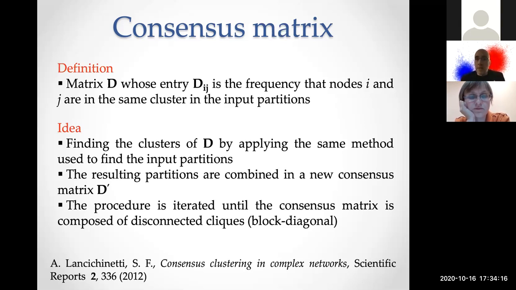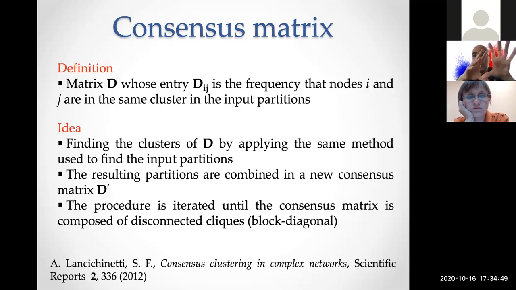You combine those partitions in a new consensus matrix, and you repeat the procedure until the final consensus matrix you find is block diagonal. Basically, it is composed of disconnected cliques, indicating that you end up with a set of partitions which are all identical. This procedure is guaranteed to converge. You always get to that result, and that will be your approximation to the median or consensus partition. So this is the whole idea.